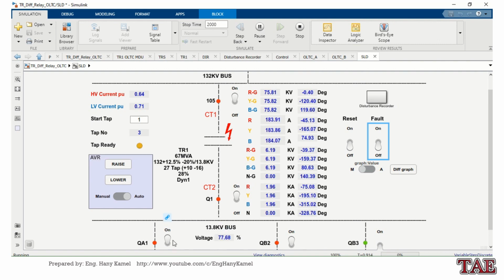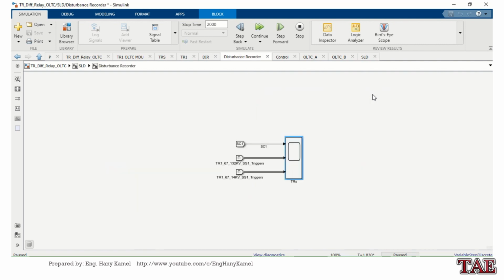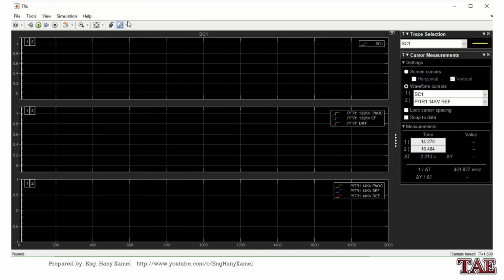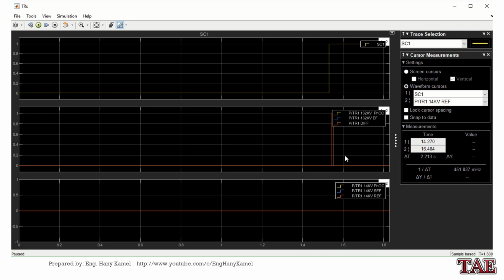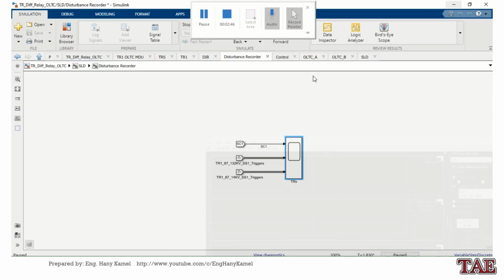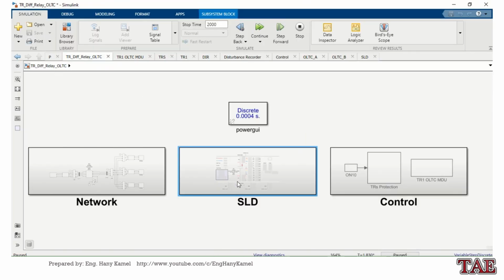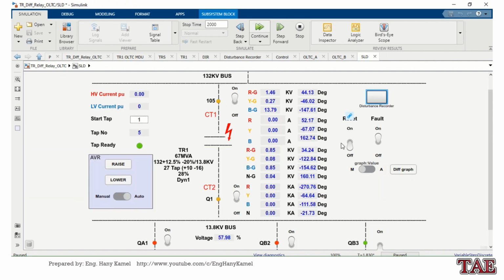Now the AVR is working to regulate the bus voltage, and I will make the fault, again a trip. We'll see the disturbance recorder. Again it is differential protection. I will continue and make a force reset. We can see the differential graph.